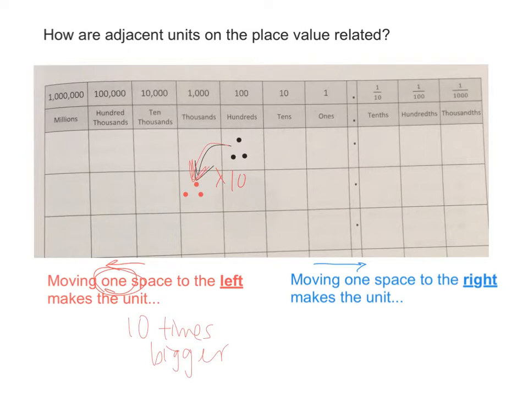Now, on the other hand, if I move one space to the right, if I were to move these 3 dots one space to the right, how does that affect their value? It makes it smaller, but how much smaller? 10 times. Okay, 10 times smaller. Another way to write that is divided by 10.